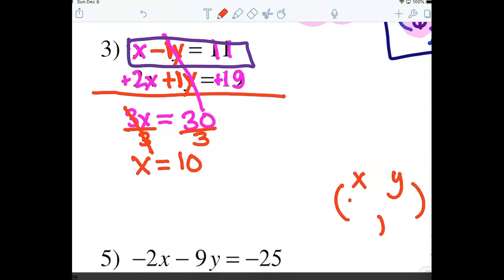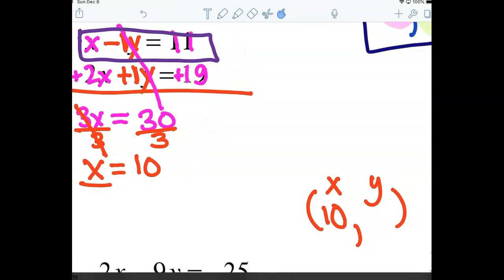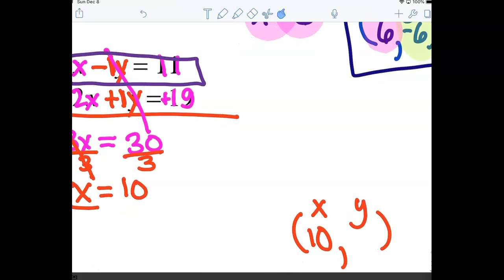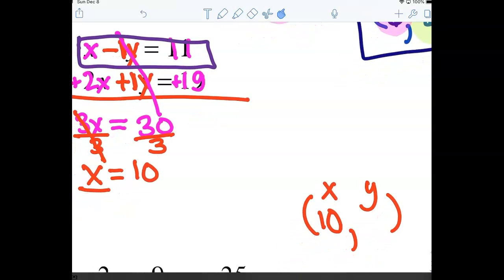I'm going to put the 10 in for the X space because it's an X equals. Okay, la 10 igual X está en la X. Okay, so then I have to go and plug that 10 in to get my Y.